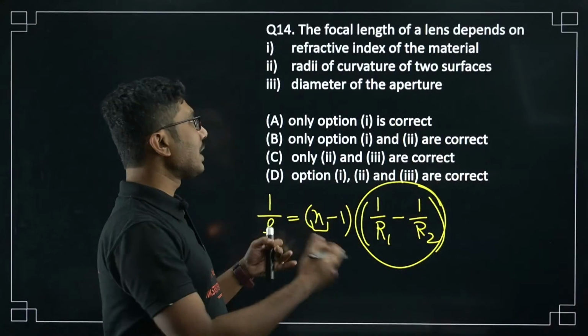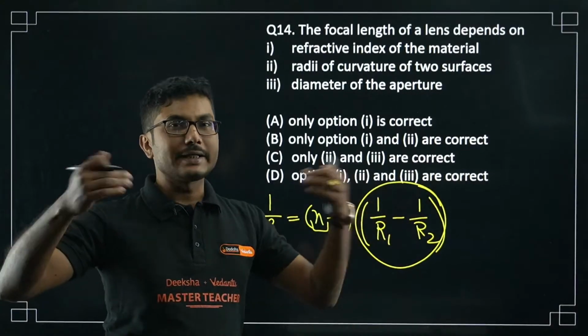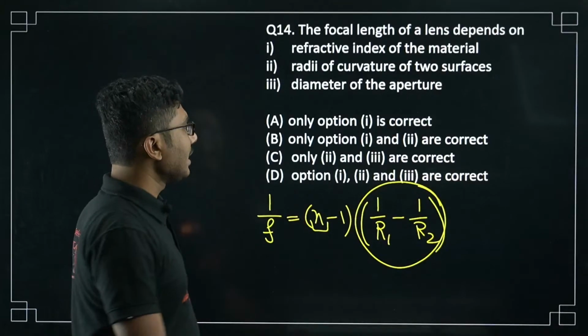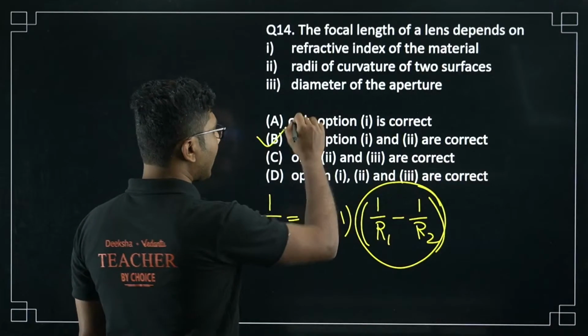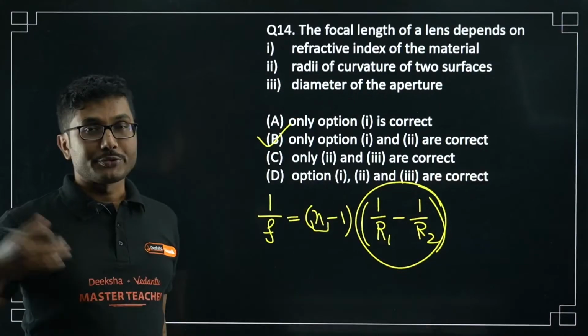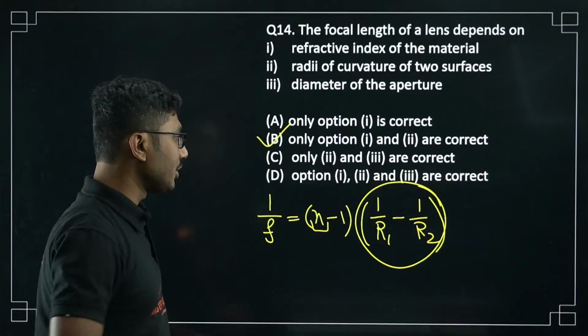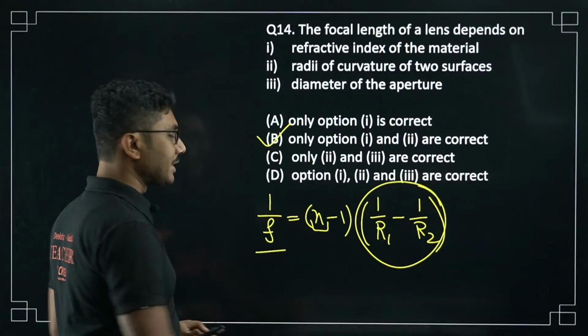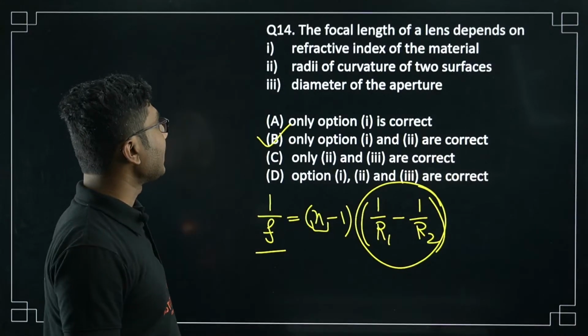The more the diameter of the aperture, the more light it can collect. Other than that, there is no role for the diameter of the aperture. So basically options 1 and 2 are correct. Option 3 has nothing to do with the focal length. You have to understand on which concept this question was based. This question was obviously based on the lens maker's formula.